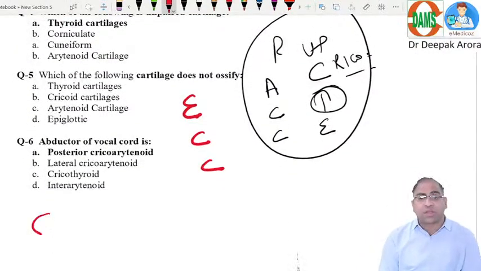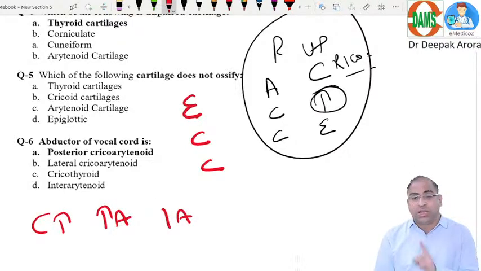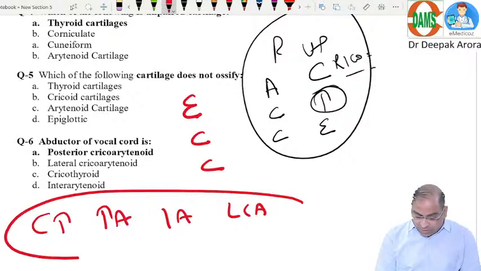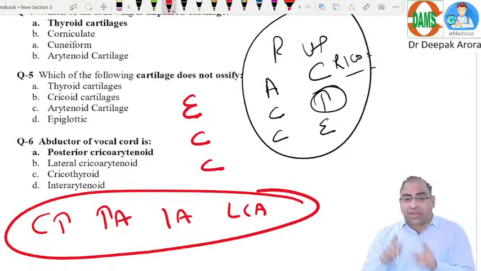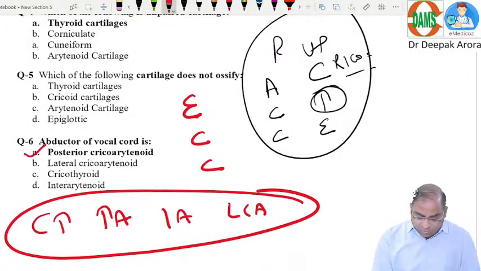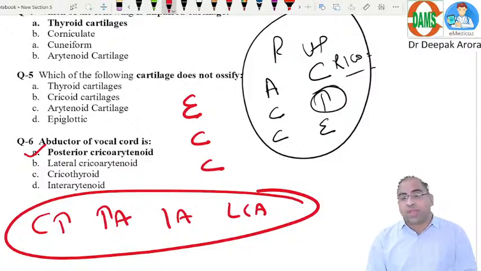Abductor: all muscles of the larynx. Which are the muscles? Cricothyroid, thyroarytenoid, interarytenoid, lateral cricoarytenoid. Beta, all these are adductors, except one muscle, that is posterior cricoarytenoid, which is an abductor. Again, expected MCQ for your upcoming examination.